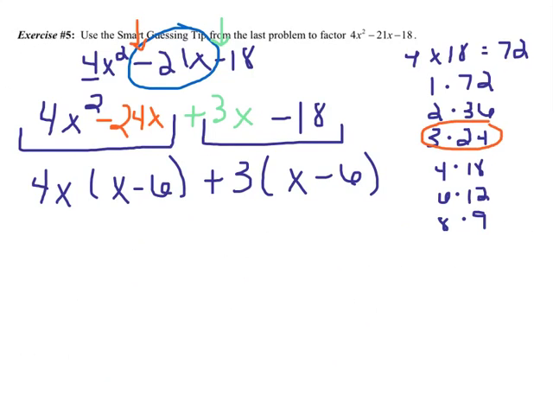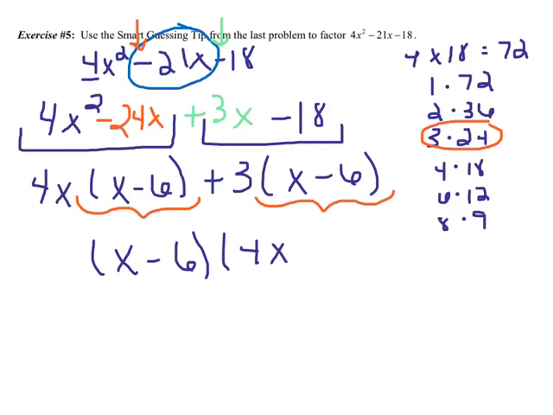And now I look at what I have left. I have a GCF in here. Both of these have an x minus 6 in common, so my x minus 6 is my first term. When I divide both those sides by x minus 6, I am left with 4x plus 3. You can see that from above. We have a 4x and a plus 3 left. So that's my answer, is x minus 6 times 4x plus 3.